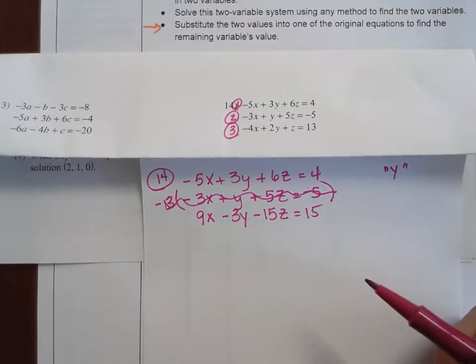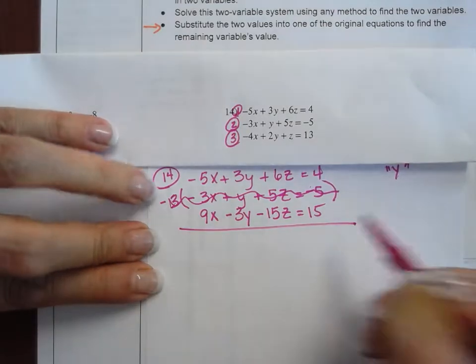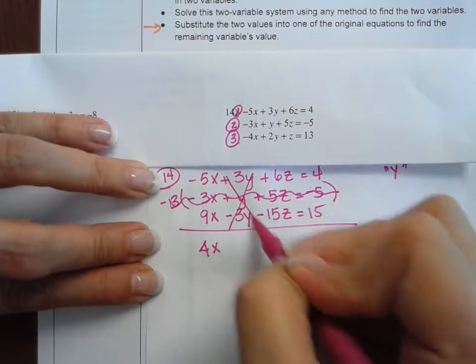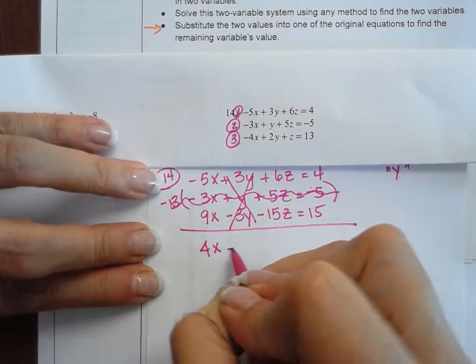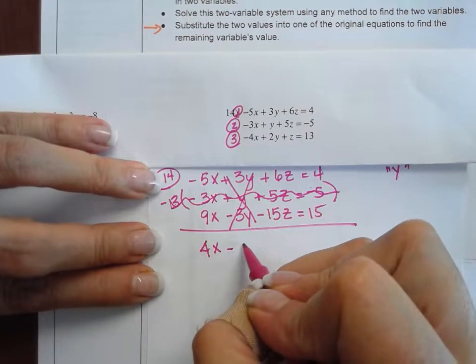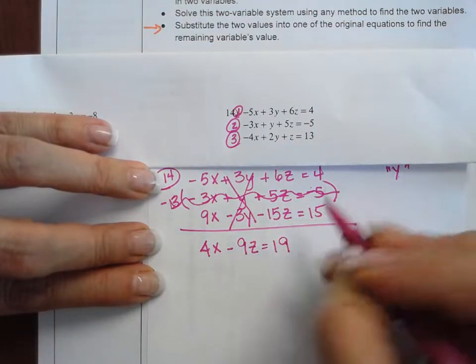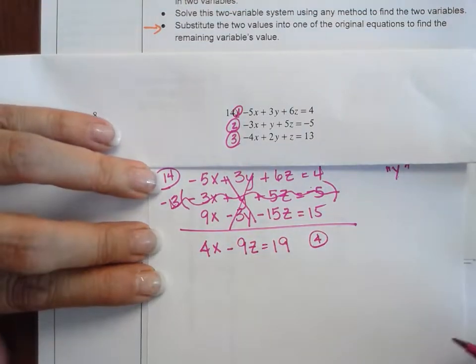No, technically no. All right, let's see what we got. So this becomes 4x. That wipes out. I have -9z is equal to 19. So that's my equation 4.